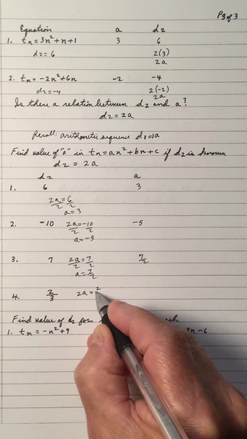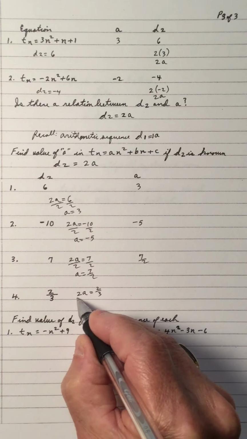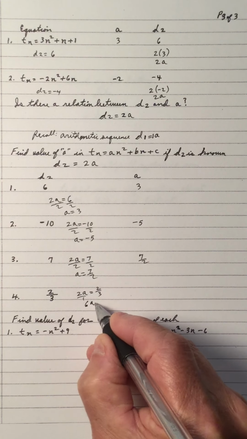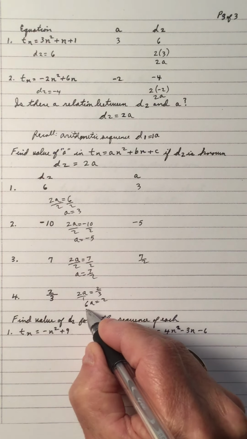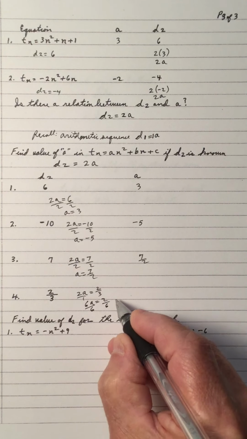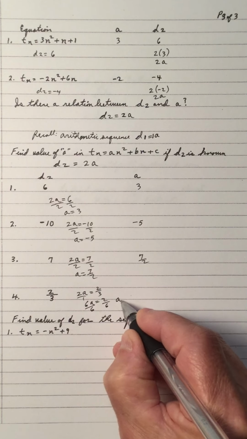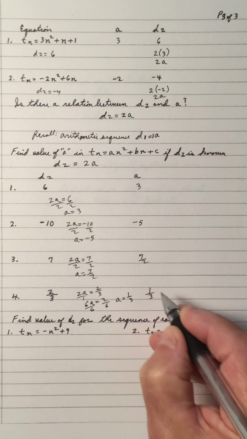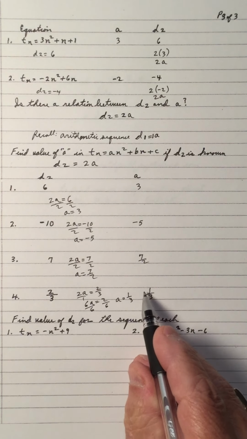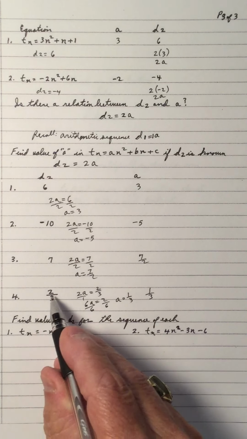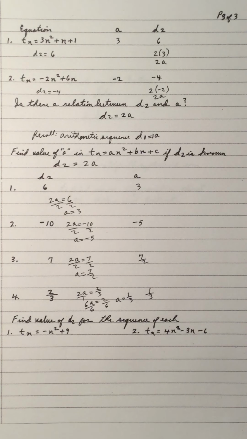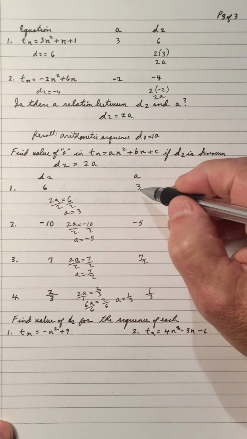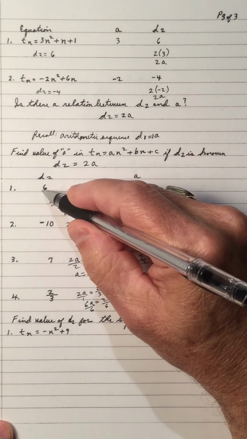So 2A equals 2/3. I put it over 1 and cross multiply. 2A times 3 is 6A equals 2, and I divide by 6. So A is equal to 1/3. And if you've got a 1/3, you multiply by 2. 2 times 1/3 is 2/3. So again, you're taking half of this number to get A, or you're doubling A to get D2.